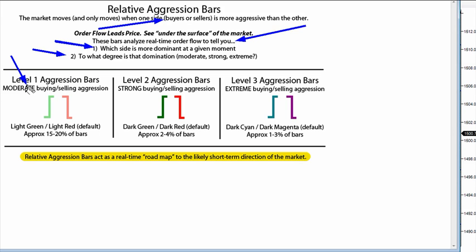It's nothing that you want to put too much stock in, but it's telling us that, moderately speaking, buyers or sellers are a little bit more in control. Now, once we get to these level 2 and level 3, the strong buying and strong selling aggression bars and the extreme buying and extreme selling aggression bars, that's when we really want to pay attention, because those are giving us benchmarks or pieces, a roadmap, if you will, to what the likely short-term direction of the market's going to be.